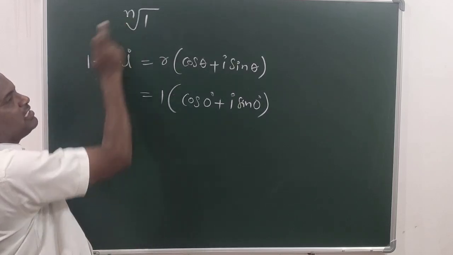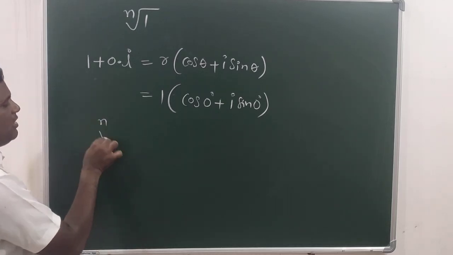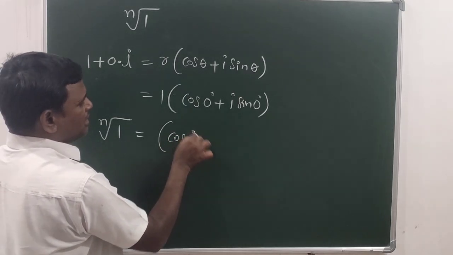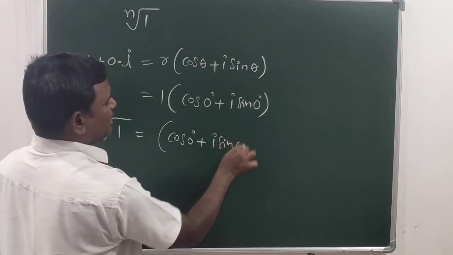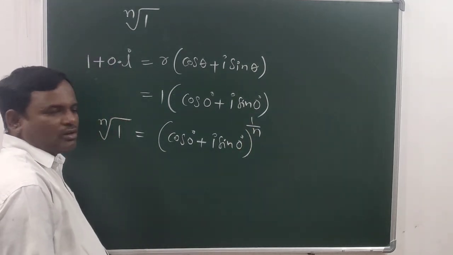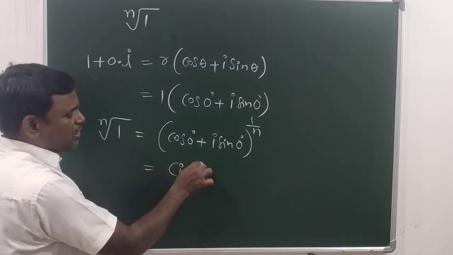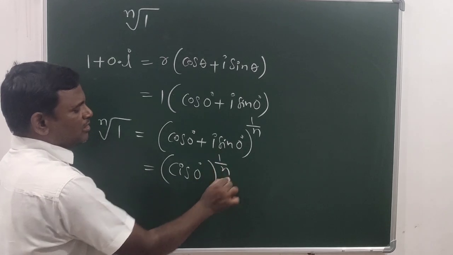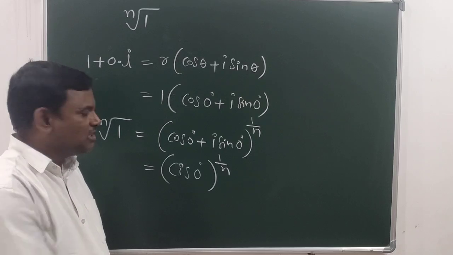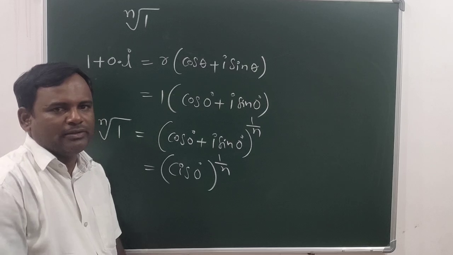So for this, what is there? Nth root. Now apply nth root on both sides so that you will get nth root of 1 can be written as cos 0 degrees plus i sin 0 degrees whole power 1 by n. Now this can be written as cis of 0 degrees whole power 1 by n. So this is the principal solution. You know, in the principal solution, this argument should be between minus pi to pi.